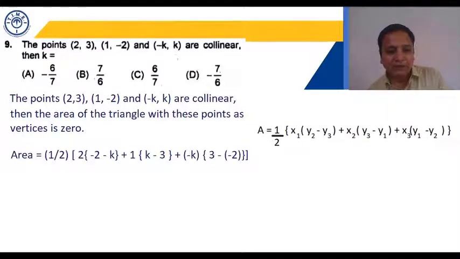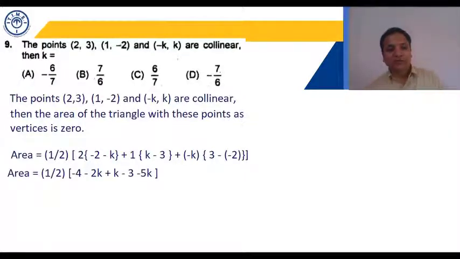If we apply this, it says area equal to half x1 is 2, then it is y2 minus y3 is minus 2 minus k, plus 1, that is x2, then y3 is k minus 3, plus x3 which is minus k, we are putting with sign, then y3 x1 minus x2, 3 minus of minus 2, just check 3 minus of minus 2.